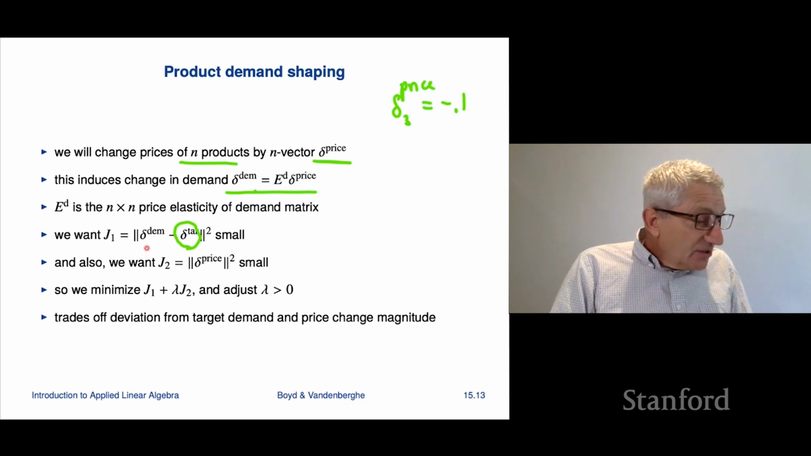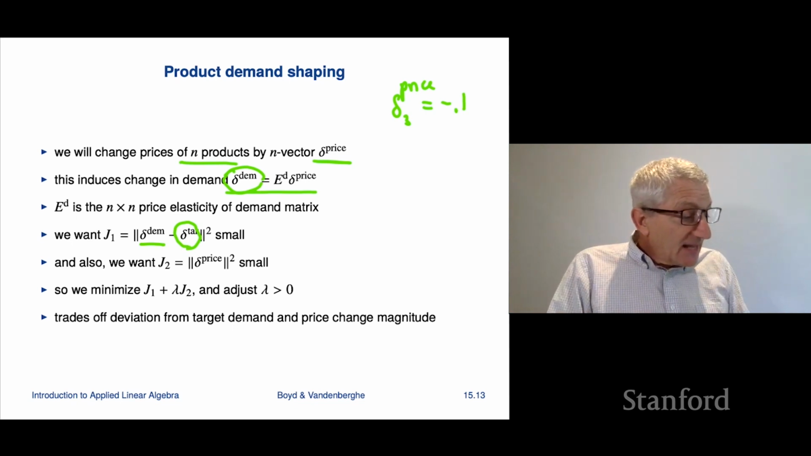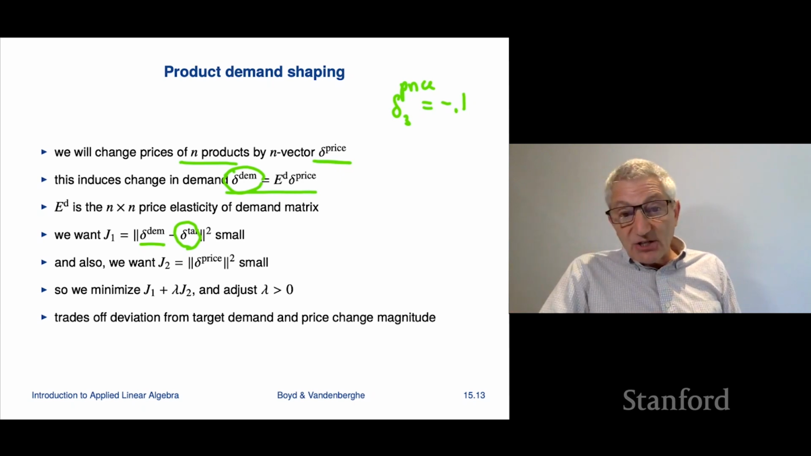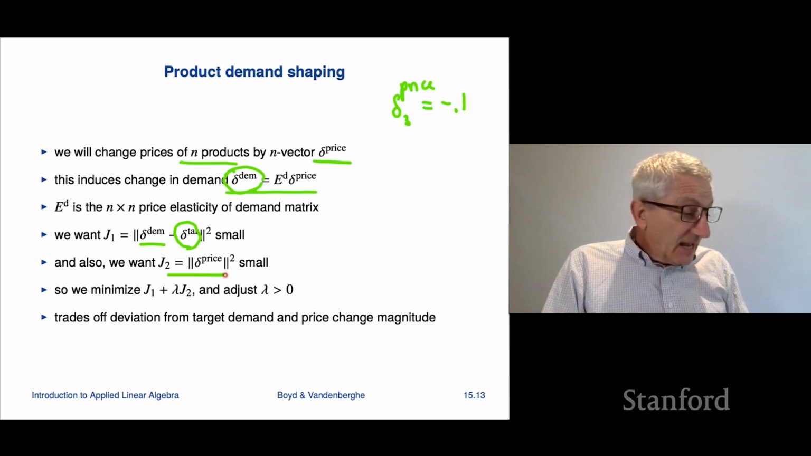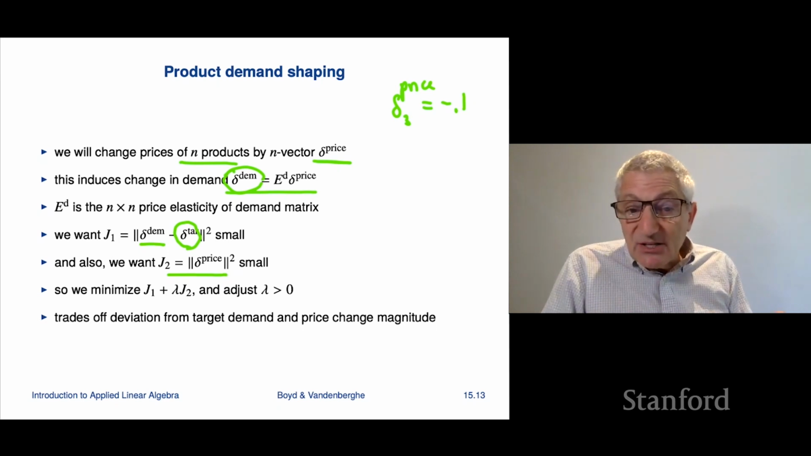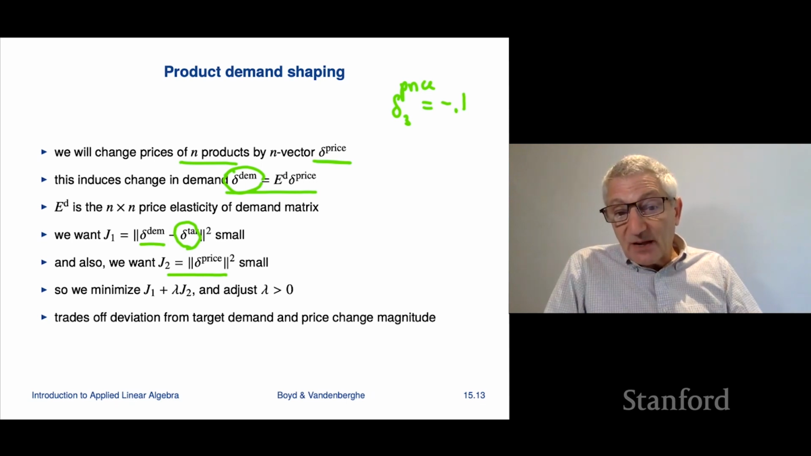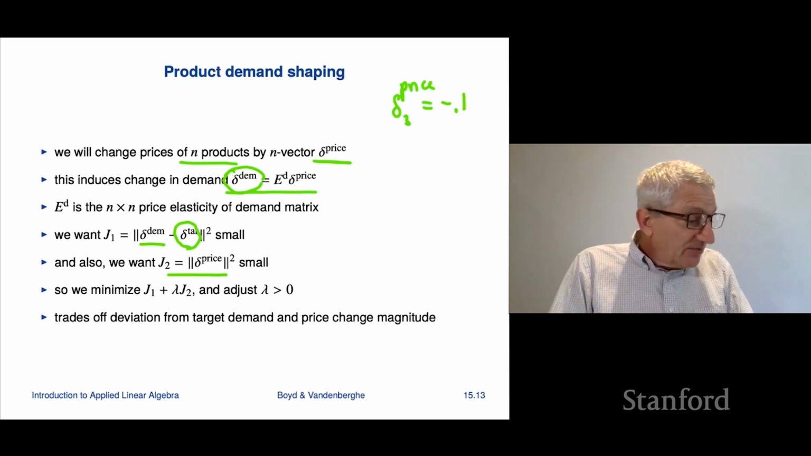So we would like the change in demand to be near a target change in demand. That's what J1 tells us, so that's the primary objective. At the same time, we want to get close to hitting our target change in demand, but we don't want to change our prices like crazy, and that's a secondary objective. That would be J2. It says please trade off getting close to the target change in demand while not, if possible, changing your prices too much. That would be a very common thing.